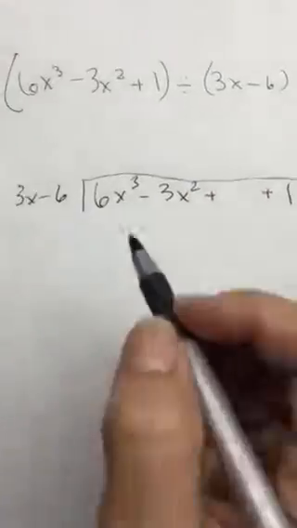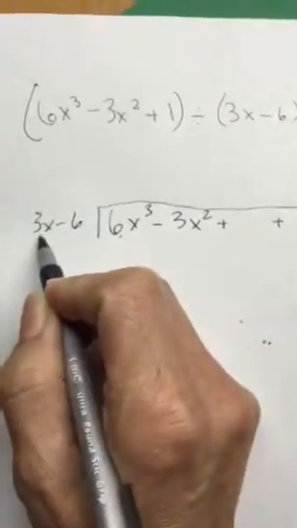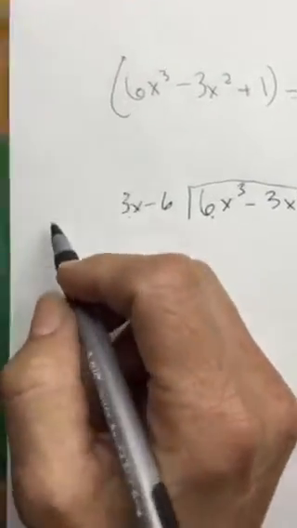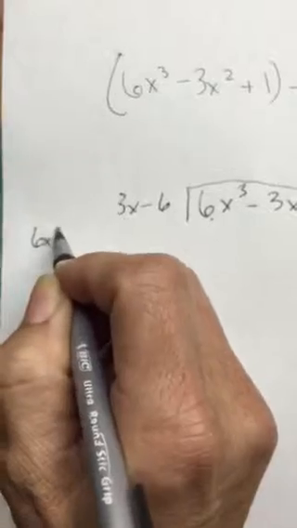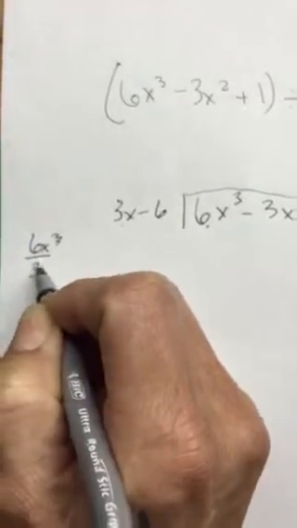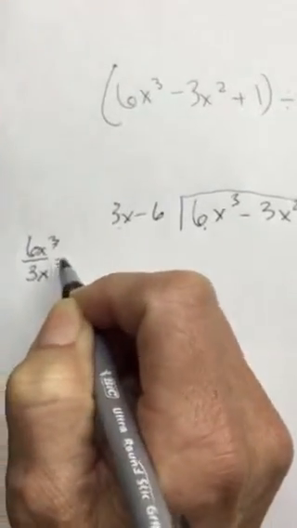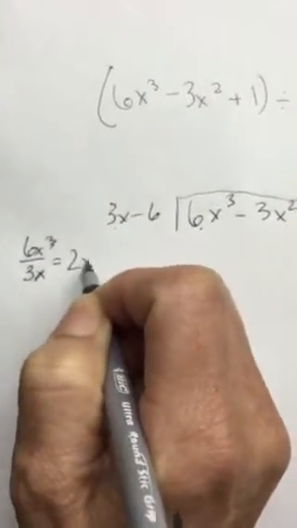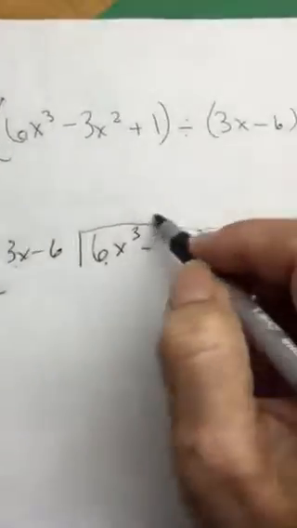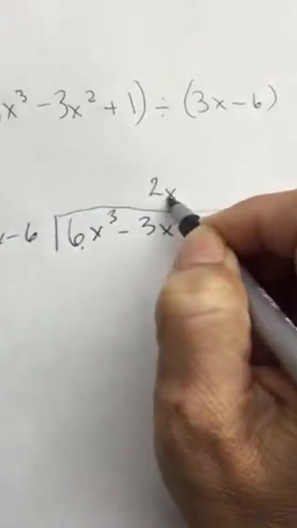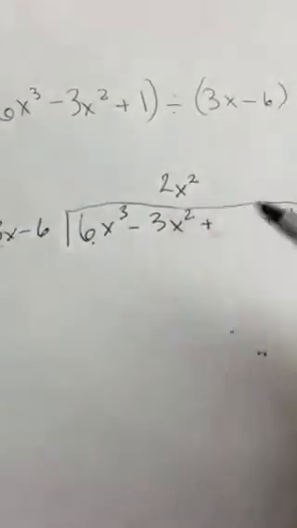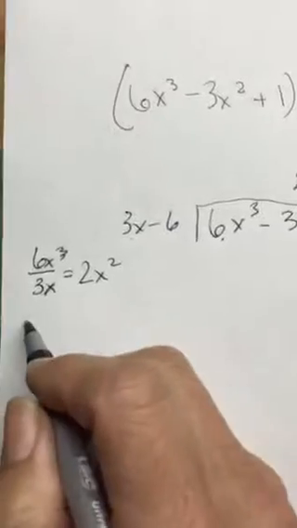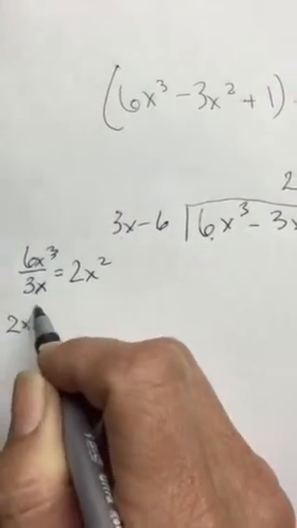So I'm going to take my first term and divide it by my first term. So that's going to give me 6x cubed divided by 3x. And so 3 goes into 6 2 times, x goes into x cubed x squared times. And that's my quotient. So I'm going to put that above the x squared term. So 2x squared. Now I'm going to multiply because that's the next step in my division.